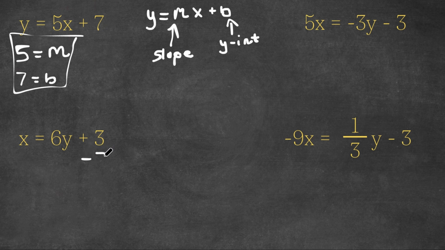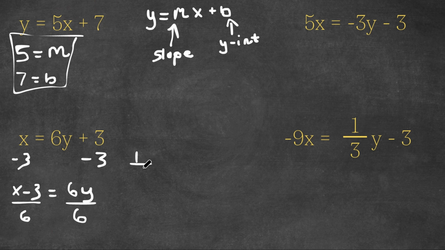So what I'm first going to do is subtract 3 on both sides because we want to isolate y. So we get x minus 3 is equal to 6y. Now, we want to get rid of the 6, so I'm going to divide both sides by 6. And x over 6 is the same thing as 1 over 6x minus, now 3 over 6 is equal to 1/2. So we have y is equal to 1 over 6x minus 1/2.